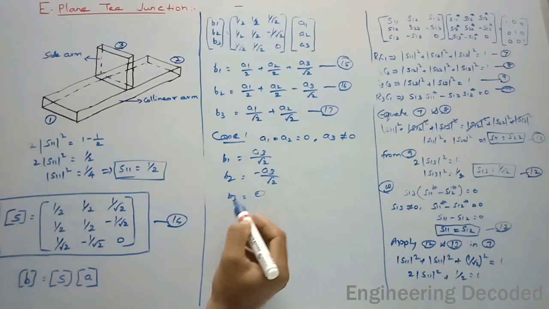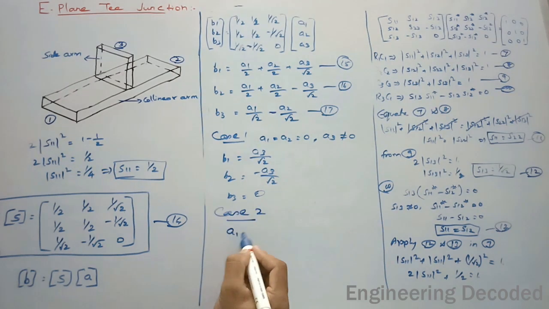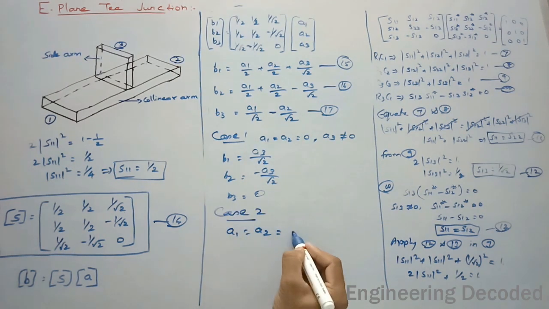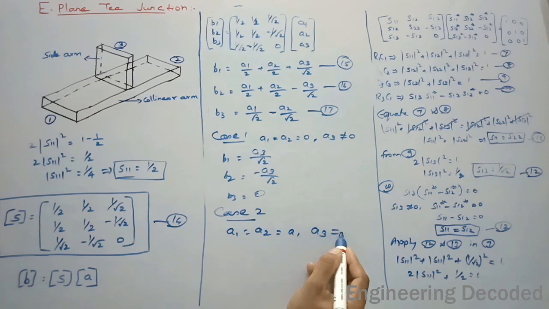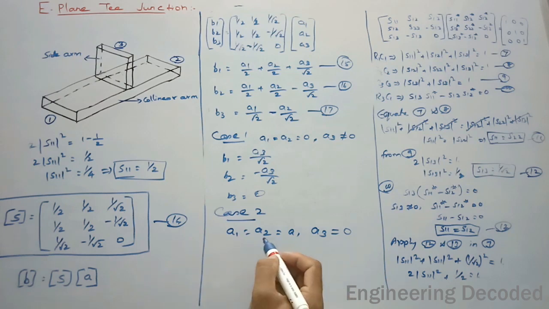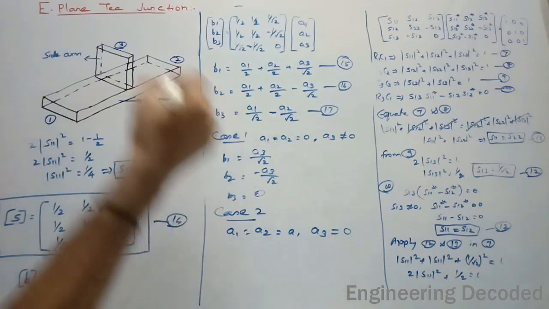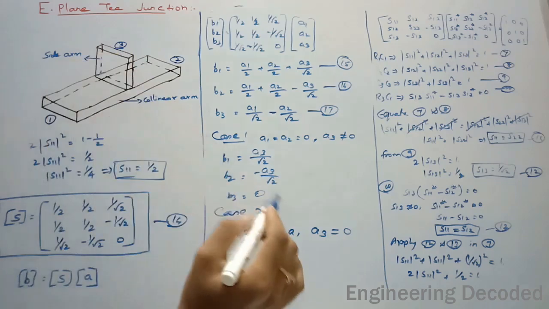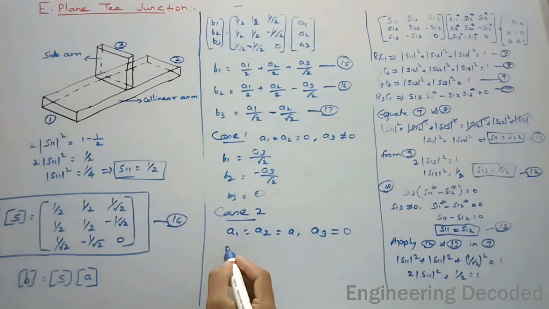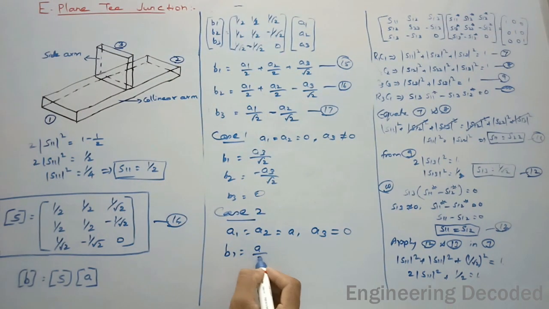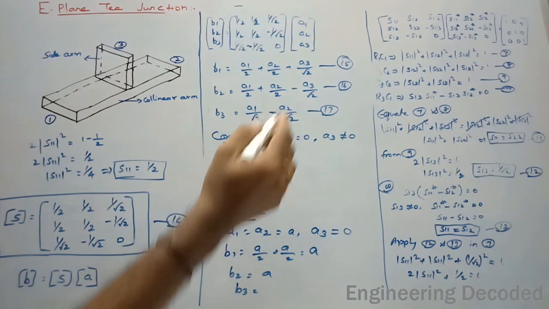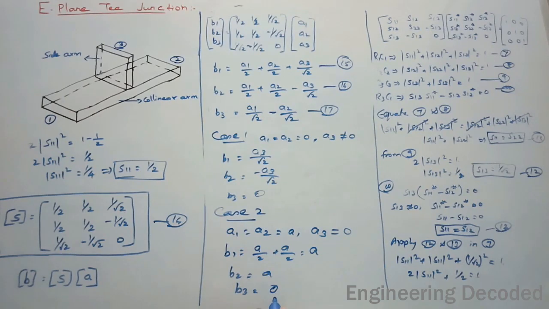Okay, so we can see the second case. A1 equal to A2 is equal to A, and A3 is equal to 0. Which means we are going to give the same input across ports 1 and 2, and through port 3 we are not going to give any input. Now we can apply these conditions here. So B1 is equal to A by 2 plus A by 2, which is equal to A. Similarly B2 equal to A. For B3, A by 2 minus A by 2, so that is 0.